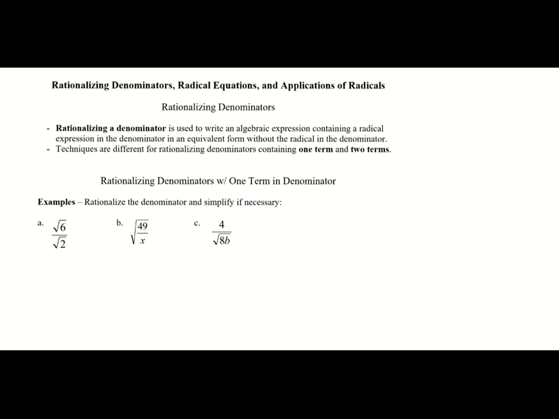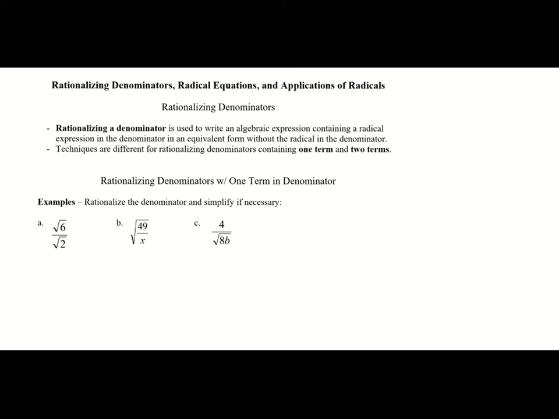Everybody, this is Math 026 for Hartford Community College. This is Module 2, Part 1. In this module, we will look at rationalizing denominators and radical equations in Part 1, and then applications of radicals in Part 2. So we're going to start by rationalizing a denominator.